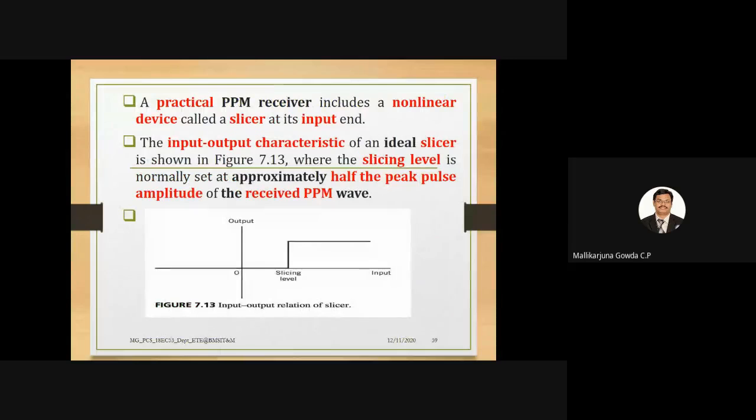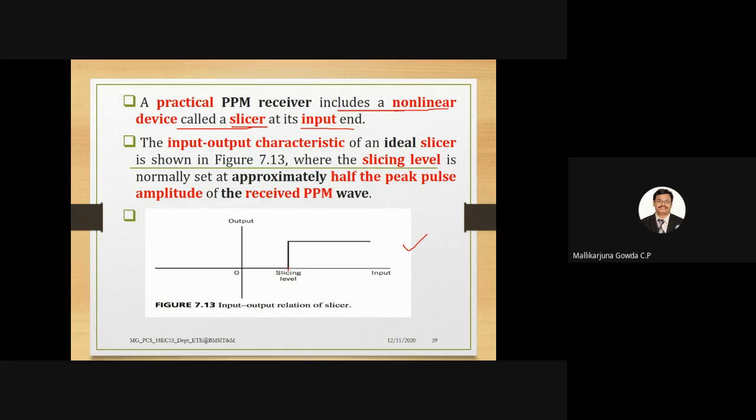Now, the practical PPM receiver will have a nonlinear device, known as a slicer, at its input end. Let us see what the function of that slicer is and what its input-output characteristics are. This diagram shows the input-output relation of the slicer. The x-axis is the input, the y-axis is the output, and this is the slicing level.